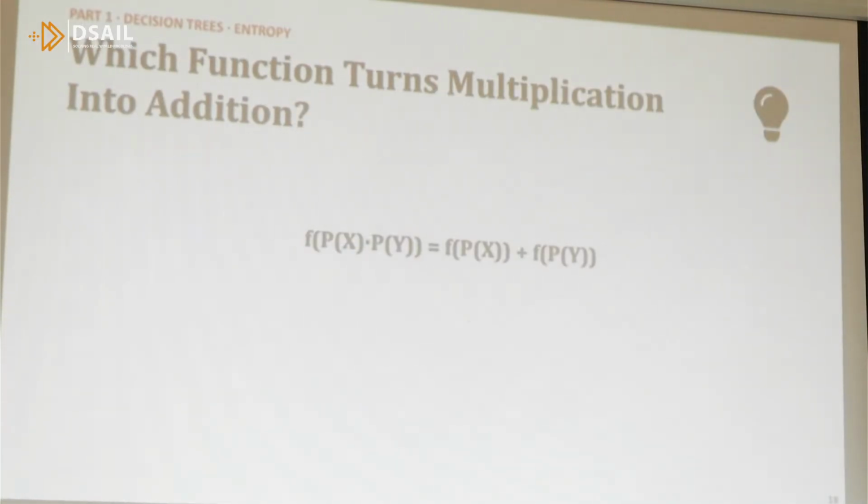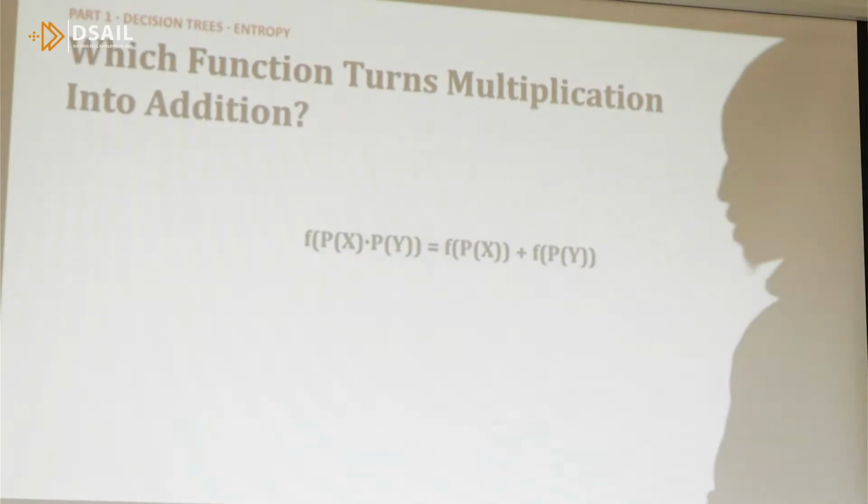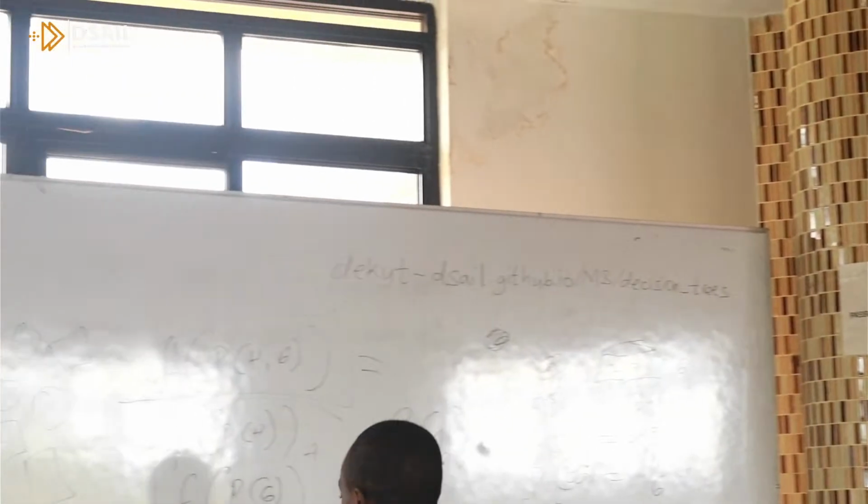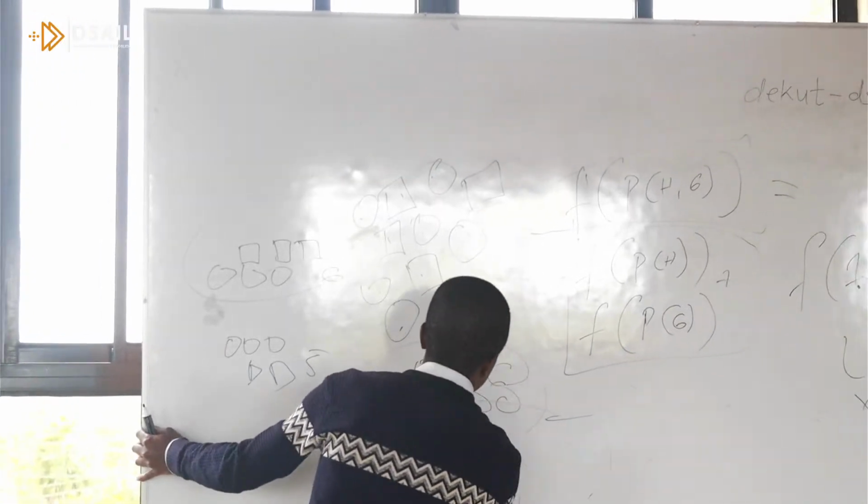Then quick question, which function do you think has this characteristic? When you multiply two numbers and feed it to that function, it is the same as feeding each individual number to the function and then adding them. Let you think for a moment. Let me write it here a bit clearly.